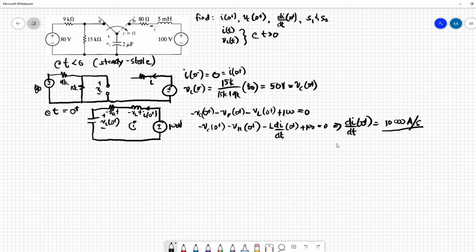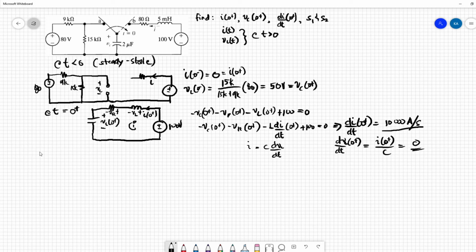So we'll also get the dvc dt at 0 plus. We all know we can express I in this circuit as C times dvc dt. So dvc dt at 0 plus is equivalent to I of 0 plus over C, which is equal to 0.